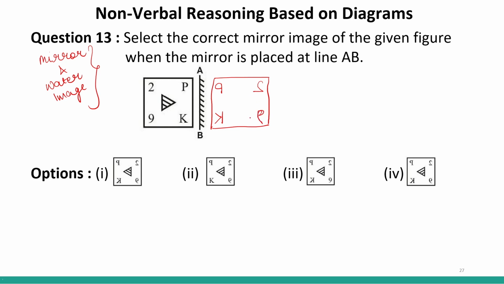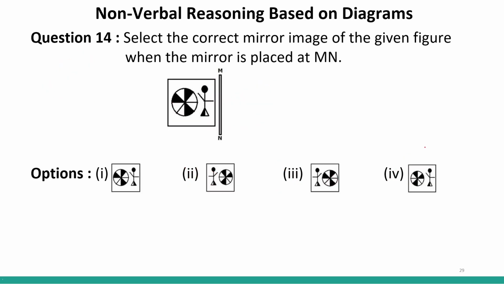So based on this information, how many options can we eliminate? I can eliminate option number 3. 9 is different. Similarly, I can eliminate option number 2. How? Because K is not inverted. So option number 2 and 3 are eliminated. Now let us look at this triangle. So this triangle will look something like this, and the lines will look something like this. The lines will also invert. So this is given in option number 4. So option number 4 will be your correct answer to this question.